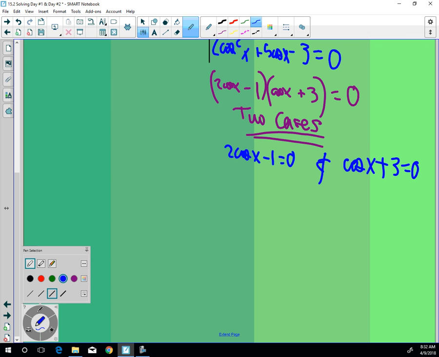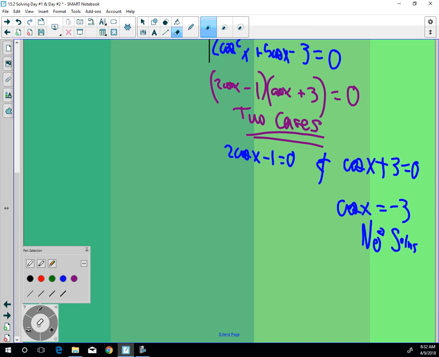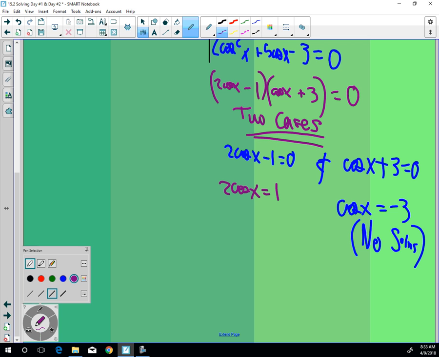Now, one of these is going to make us very happy, and it's the second one. Cosine x equals negative 3. When is the cosine equal to negative 3? Does it ever get down to negative 3? Never. So we would say no solutions. No solutions for this one. But for this one, we have 2 cosine x equal to 1, cosine x equal to 1/2.